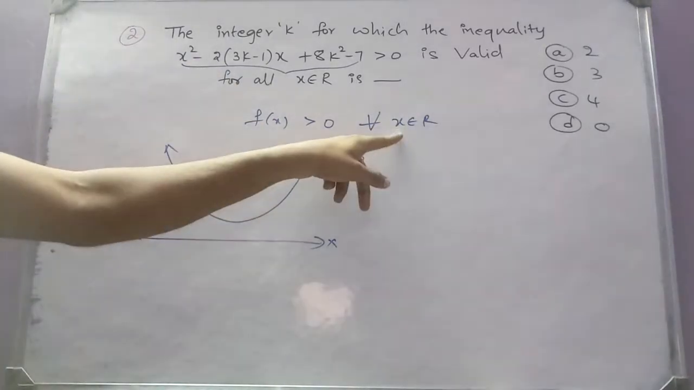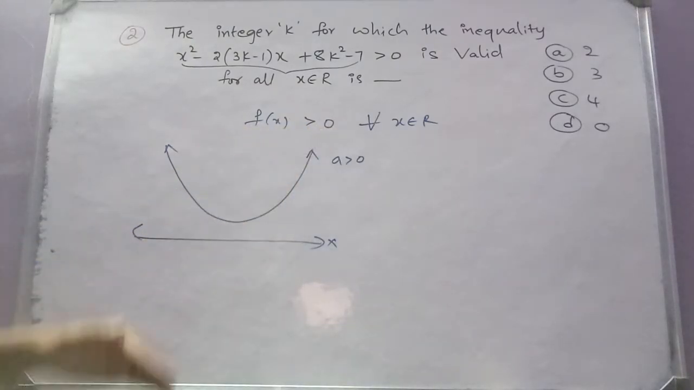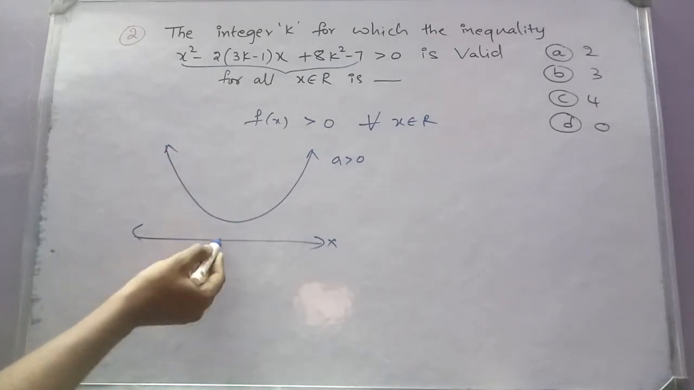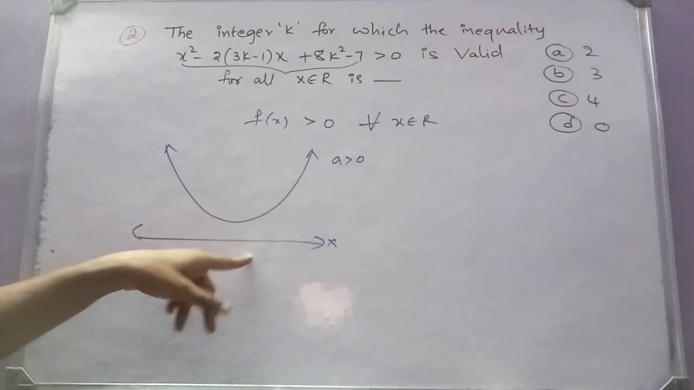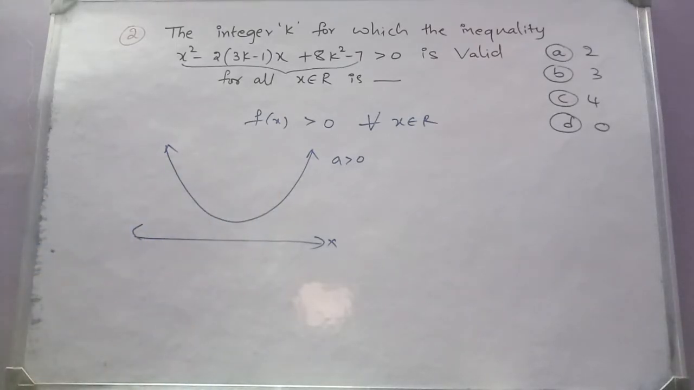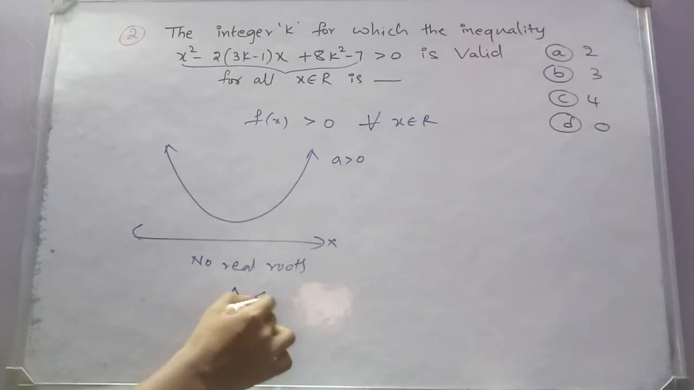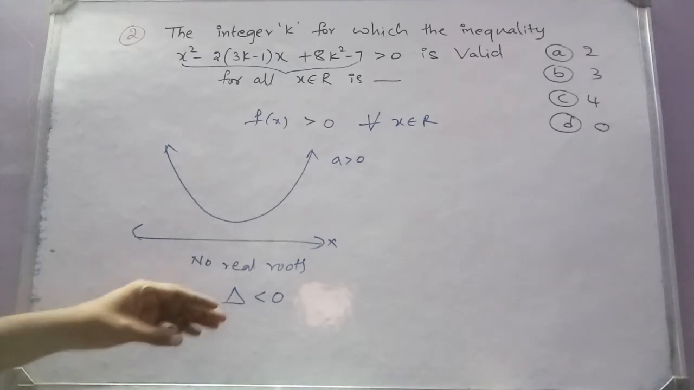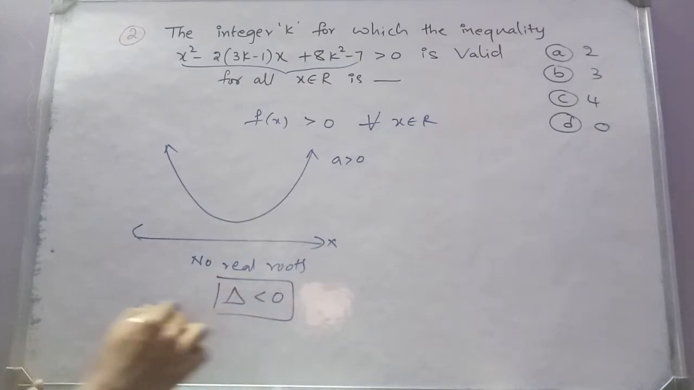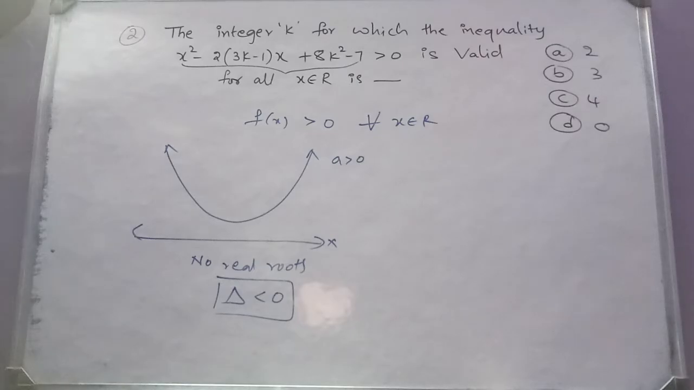And moreover, for all inputs, the value f of x is always greater than 0. That means the graph is always above x-axis. This means that there are no real roots, right? The graph is not intersecting x-axis. Since it is not intersecting x-axis, there are no real roots. So no real roots means the discriminant delta is less than 0. So this is what you have to understand. If you use this clue, you'll get your required answer. So delta means b square minus 4ac is less than 0.